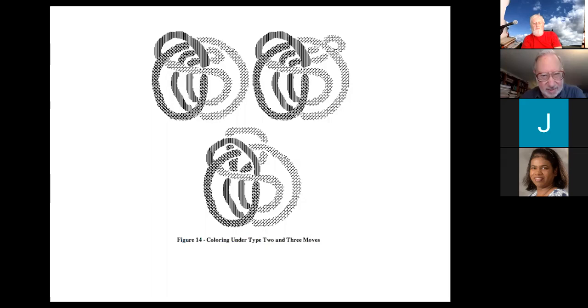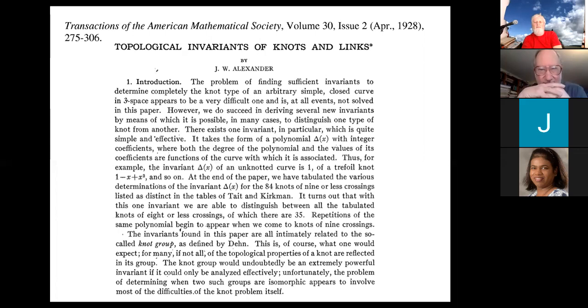Now we get to the heart of the matter for today. This is Alexander's paper from 1928, Transactions of the American Mathematical Society. And you can find this on JSTOR easily enough. It's worth looking at it. Let's look at what he says.